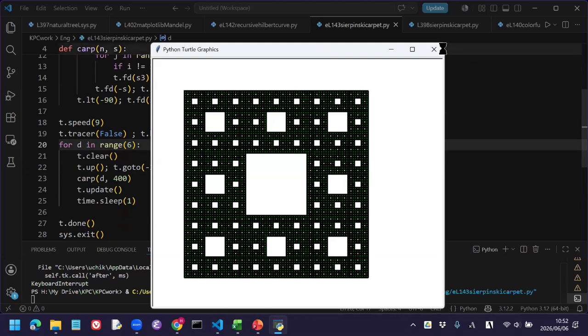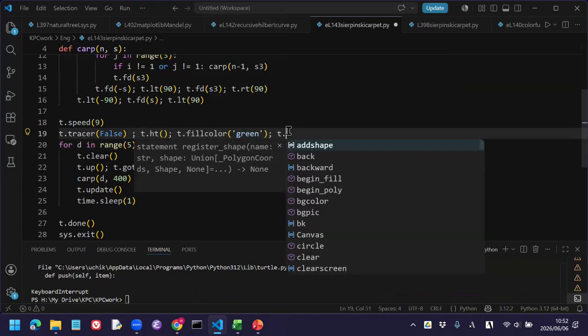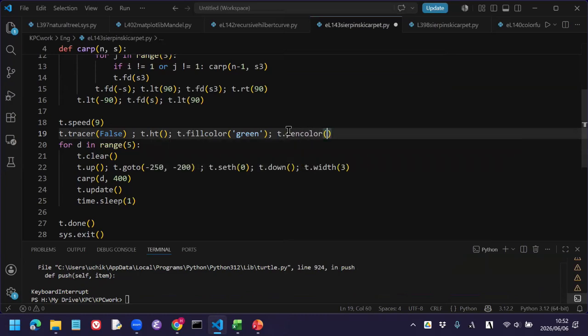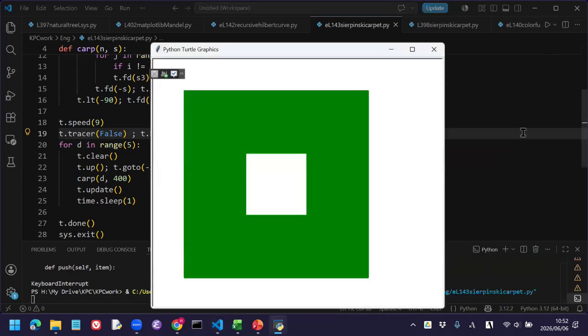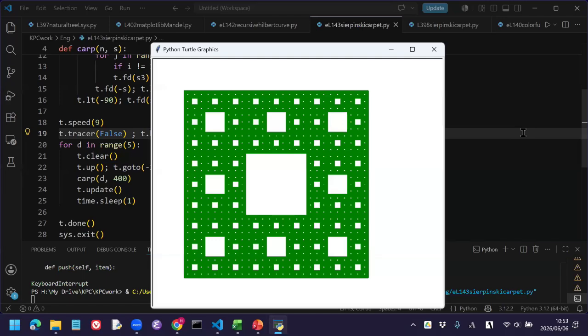Maybe we don't like the pen color as black. So maybe change it to 5. And instead of using, say, okay, fill color green and also pen color green. Okay, let's see it again. 0, 1, 2. Yeah, it seems it's working. Fine. Okay, good enough.